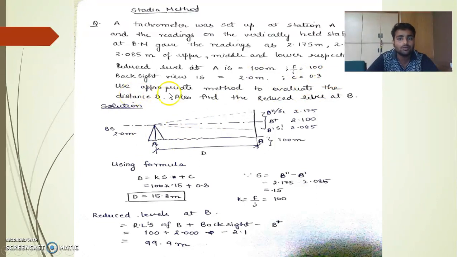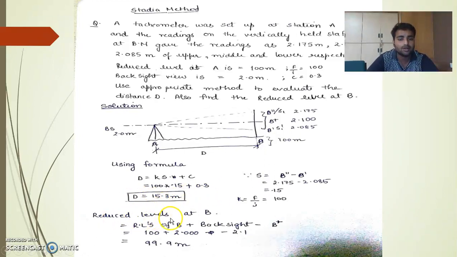So, how do we use the method to evaluate the distance? Also evaluate the reduced level at B. It's very easy. What we do is we find the stadia difference. What is the stadia difference? It is 2.175 meter, the upper stadia, minus 2.075, the lower stadia, which comes to 0.15. K is already given as 100, which is f by i. So we simply use the formula of the stadia method, which is K into S plus C, where C is the correction factor. So D comes out to be 15.3 meters.